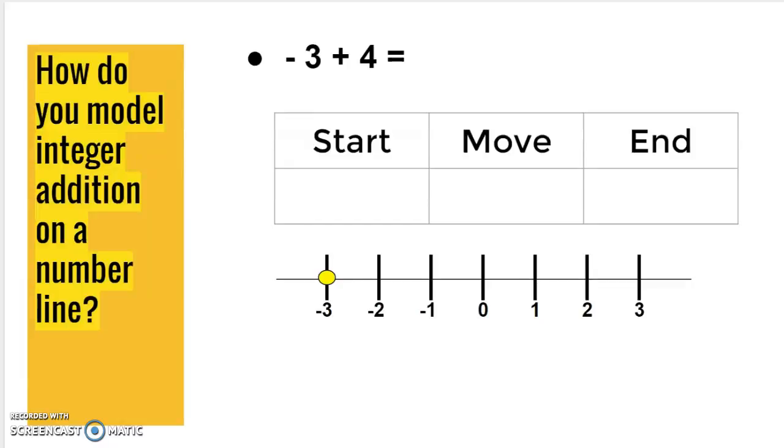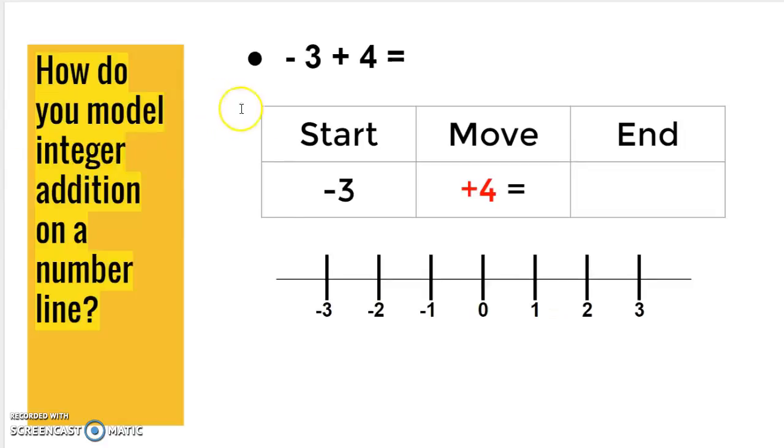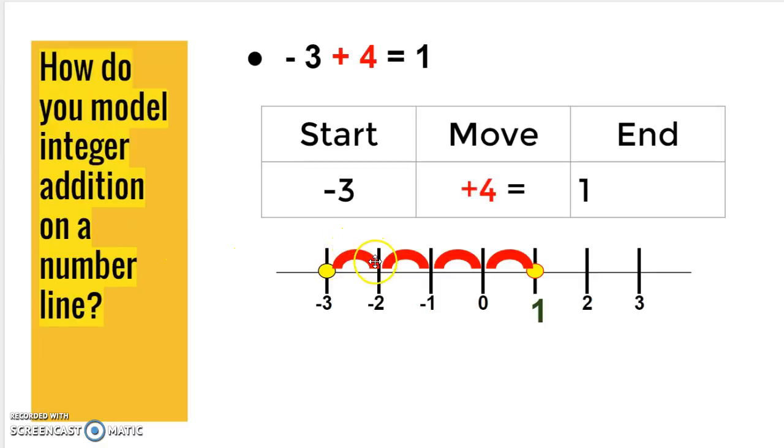So let's review very briefly. How do you model integer addition on the number line? Because that we're very familiar with. We've done that already this year. Remember, when you have a problem like -3 plus 4, the first number is where you're going to start on the number line. So we'll start at -3. Adding 4, we're going to go 4 in the positive direction, and where we end will be our solution. So in this case, I start at -3, I add 4, so that means I go 4 in the positive direction, and I end at 1.